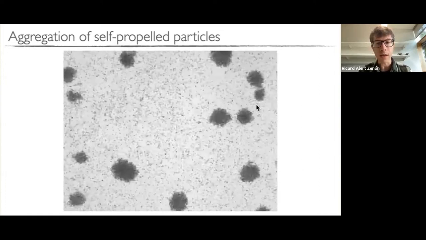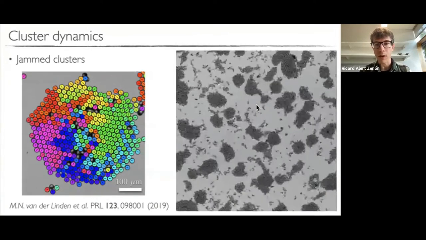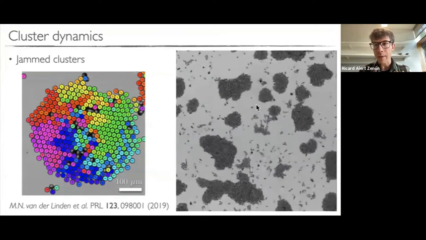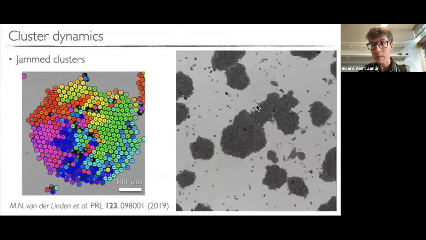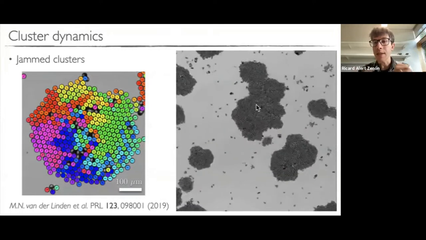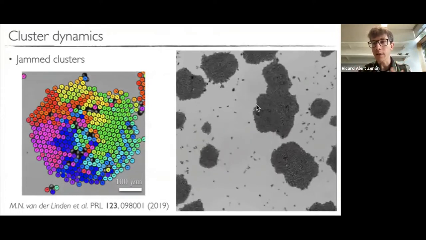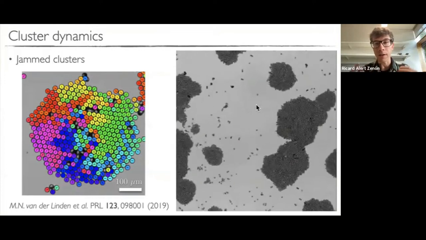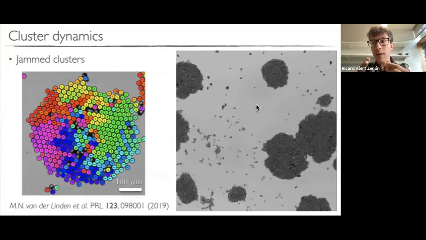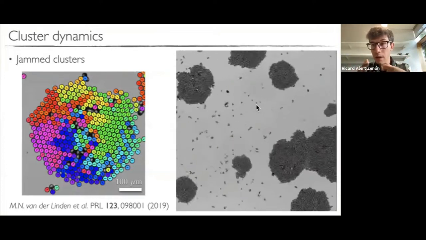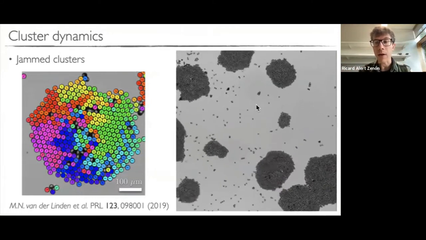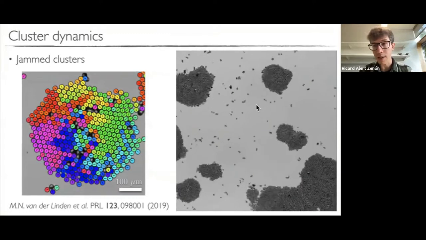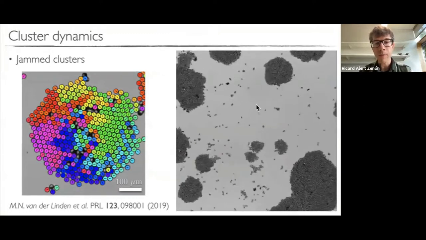And so in their case, the clusters look like this, okay? They are really dense, really jammed. The particles in the cluster are trapped in much the way that I was describing at the beginning. And so indeed, the self-trapping effect was causing phase separation in the system. Okay, particles cannot move in these dense phases, and so they become stuck there, and that's what induces motility-induced phase separation.